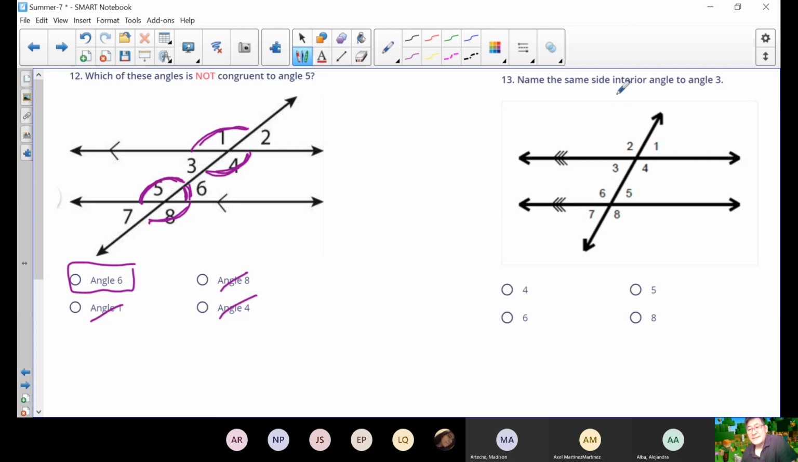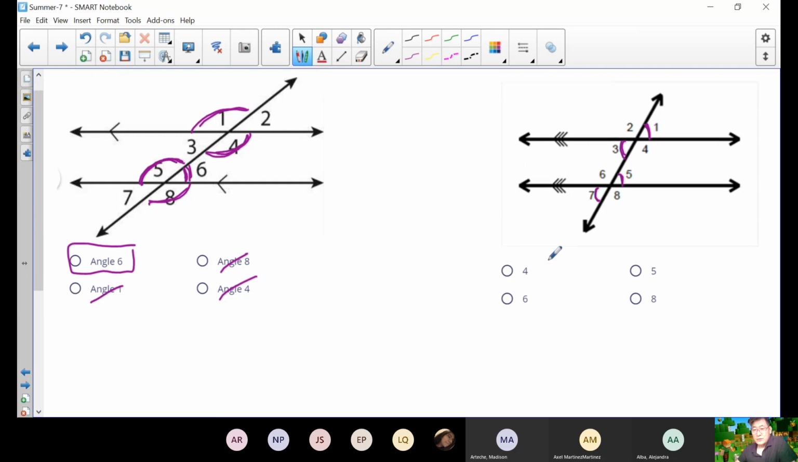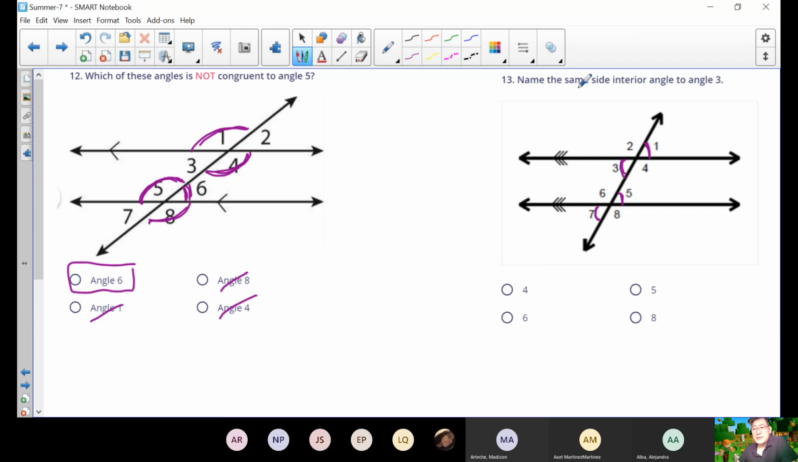Name the same side interior angle to angle 3. All right. Oh, I don't know. Which one is the same? That's what we need to find. This is a 3. Of course, it's a vertical angle, same, right? You get this. Acute, acute, and acute are corresponding and vertical angles, right? Or you can say alternate interior angle, right? 1, 3, 5, 7. Oh, same. Oh, my bad. Dang. I need to read it correctly.